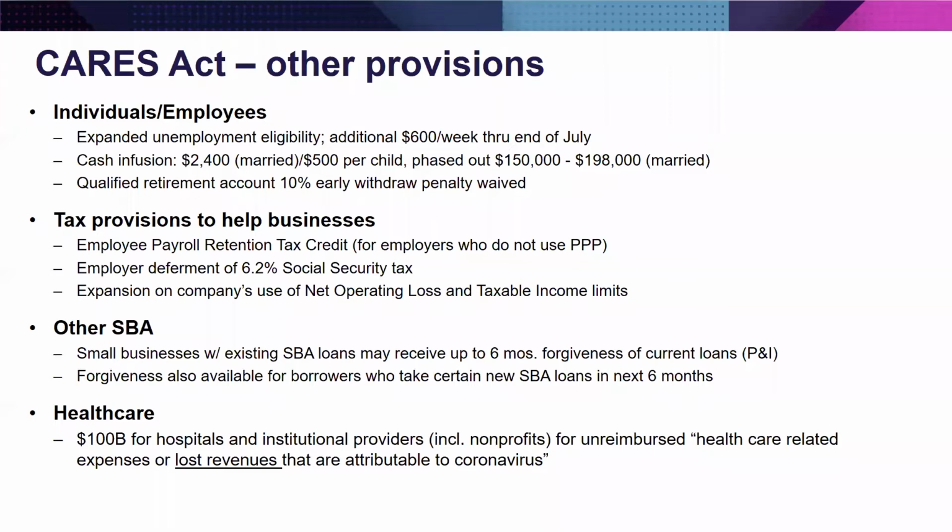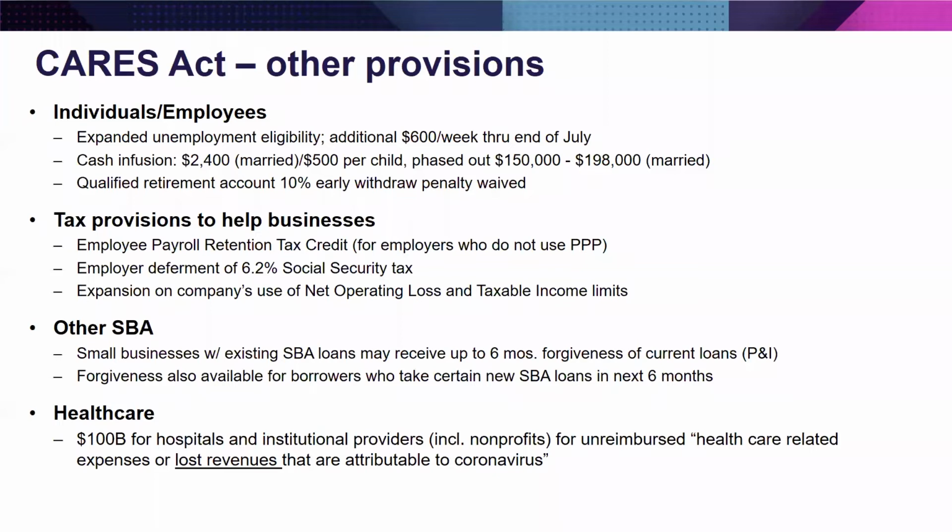Tax provisions to help businesses are also contained as part of the $2.2 trillion CARES Act, including an employee payroll retention tax credit. That is available only for those who do not use the PPP that Andrew will get into. There's also an employer deferment of the 6.2% Social Security tax. And there's an expansion of a company's use of net operating losses and taxable income limits.